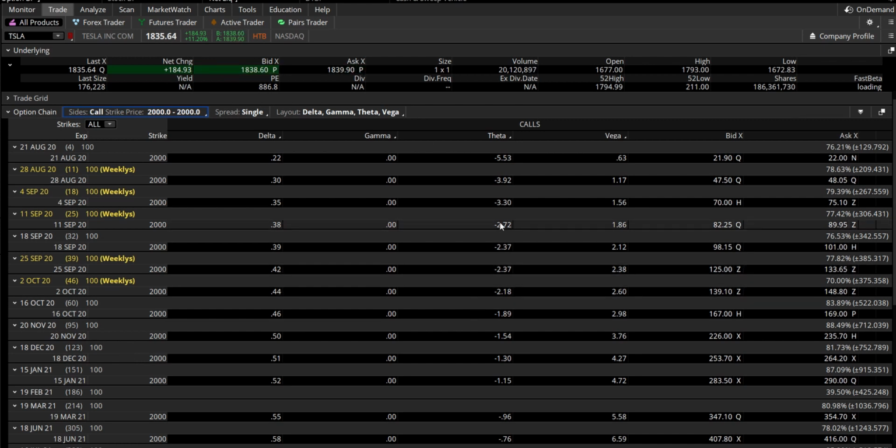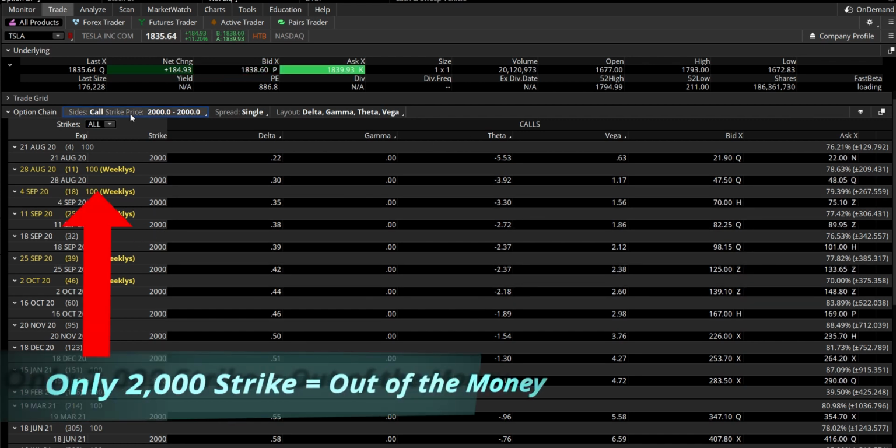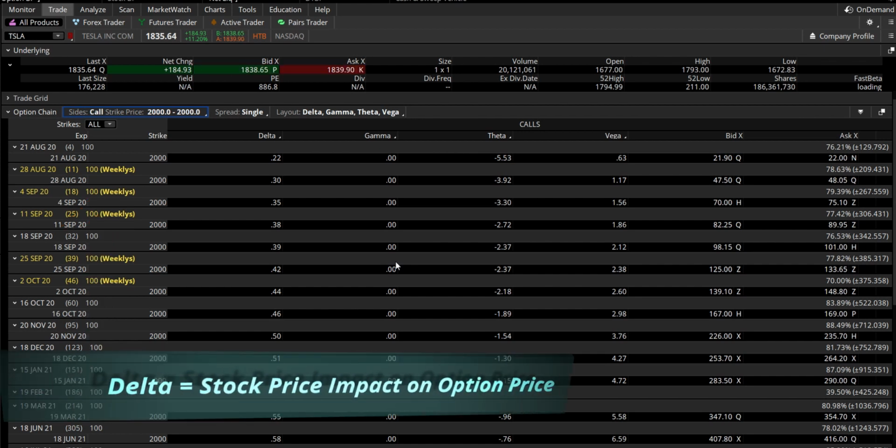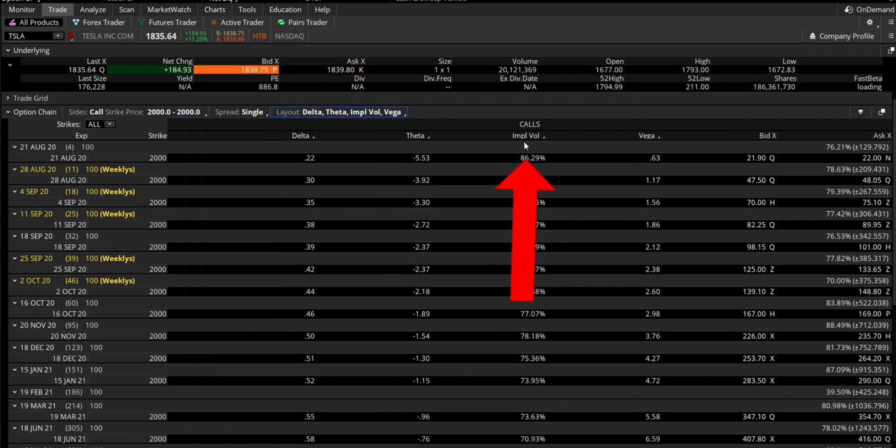So here are the Tesla 2000 calls. Okay, the market's closed up 185 points. It's actually trading higher. We want to buy a 2000 call, but we need to understand the Greeks. Okay, so there's delta, theta, implied volatility, and then I've added Vega in here.